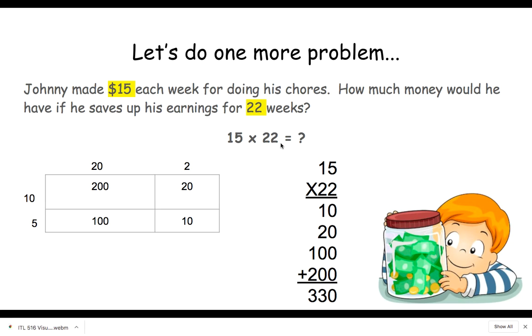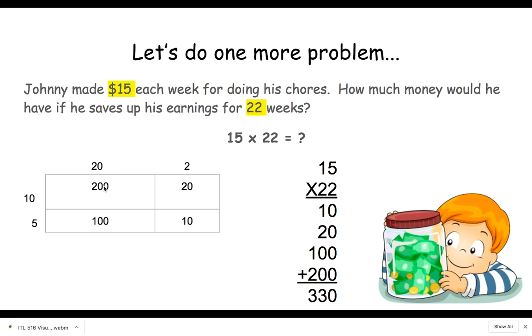15 times 22. To do it in the area model, now it's going to be a little different since we don't have a 1-digit times a 2 or 3-digit. We have 2 times 2. So in 15, how many tens do we have? We have 1 ten, so it equals 10, and then 5 ones. And for 22, how many tens? We have 2, which is 20, and how many ones? 2. So we're just going to cross multiply again.